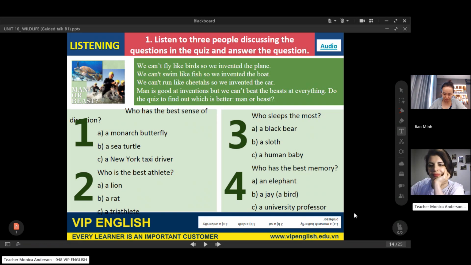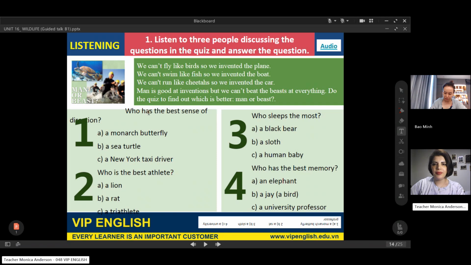Question 3. Who sleeps the most? Let me think. It can't be the human baby, can it? And it's not the black bear. It must be the sloth. They spend most of their lives asleep. So what's the answer? Well, the black bear sleeps for about 7 months a year. The females are even half asleep when they have their babies. Wow. Human babies usually sleep about 18 hours a day, but only in their first few months. So sloths are the winner. They sleep 15 to 18 hours a day for their whole life.